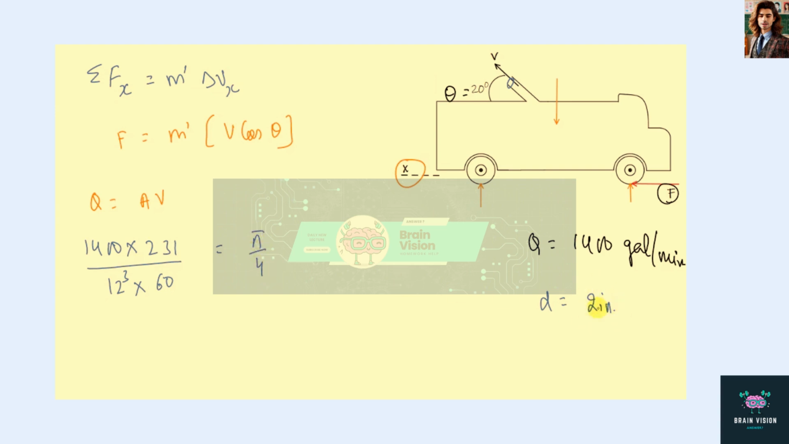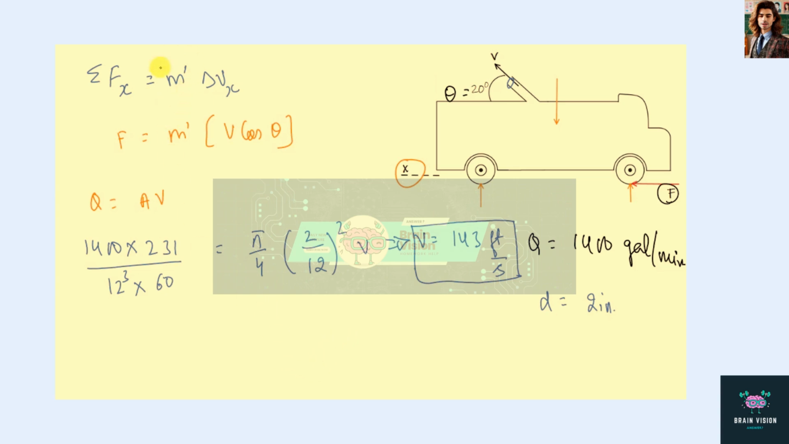Now diameter we have 2 inch. We'll be converting the units, so it would be 2 divided by 12, squared, times the velocity. So from here we'll get the velocity to be 143 feet per second. This is the velocity of the fresh water that is coming out from the nozzle.